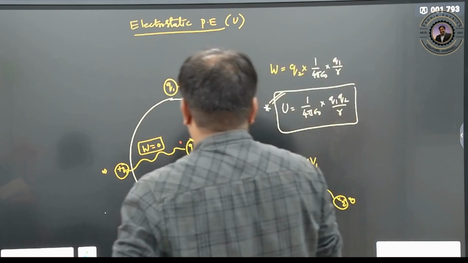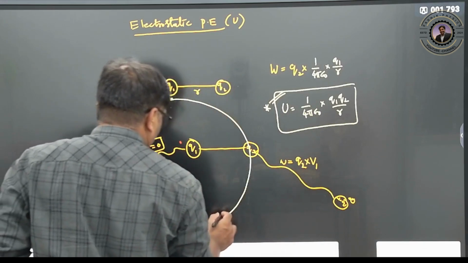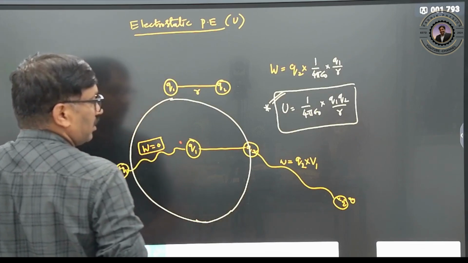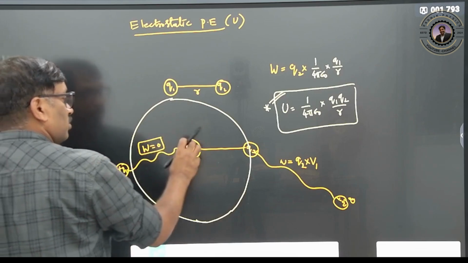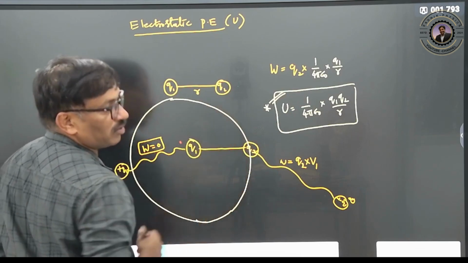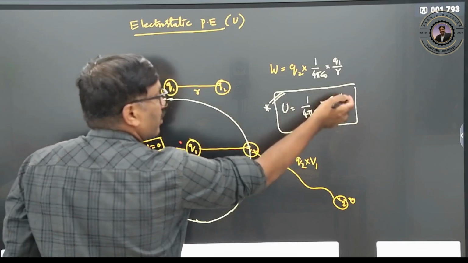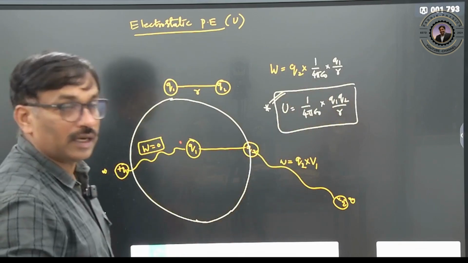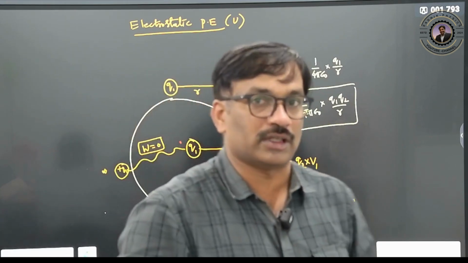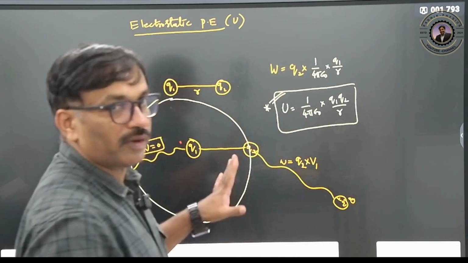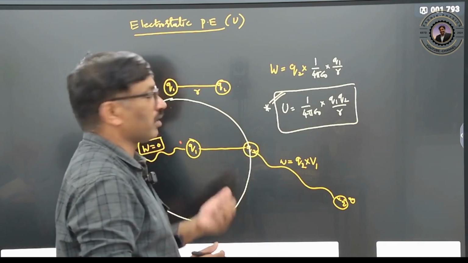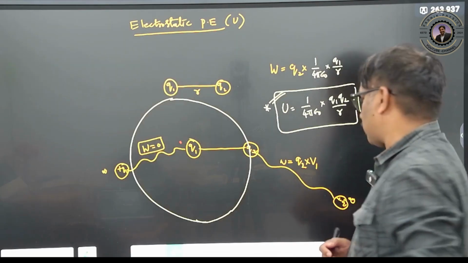One simple conclusion you can understand here: if both are positive charges, potential energy will be positive. If both are negative charges, potential energy will also be positive, because negative of negative is positive. If one is negative and one is positive, potential energy will be negative. So you should be very clear on this. We'll do some questions related to this so that you can understand very clearly.